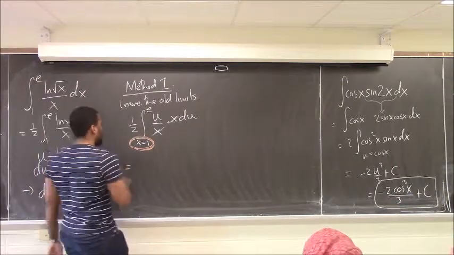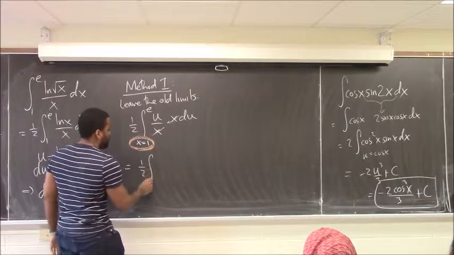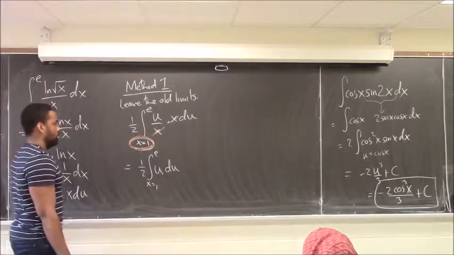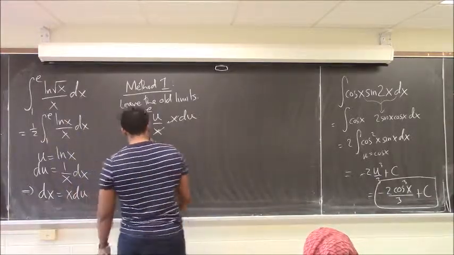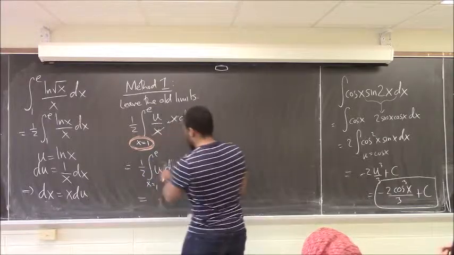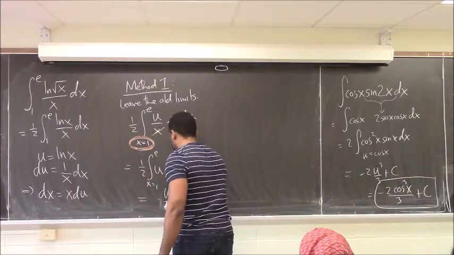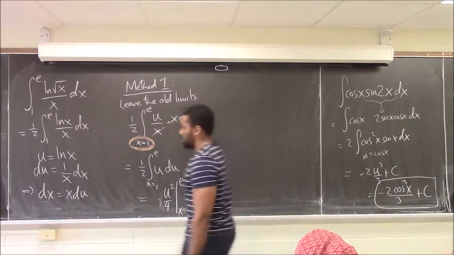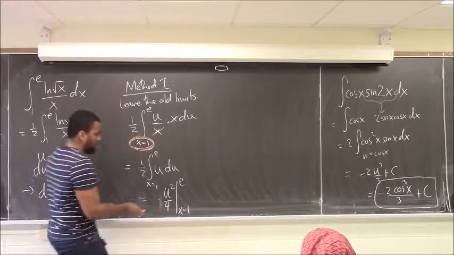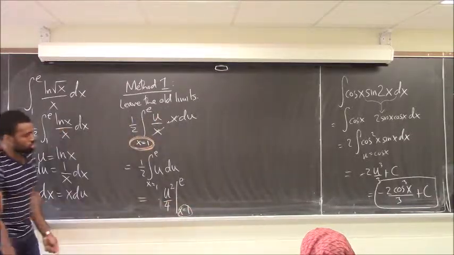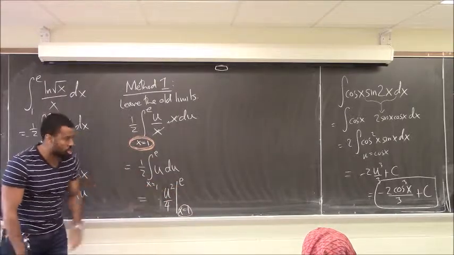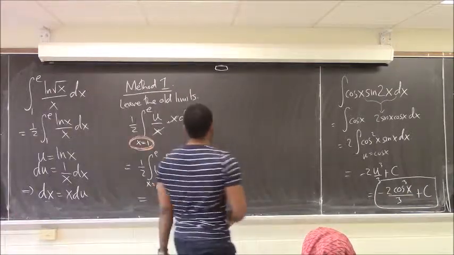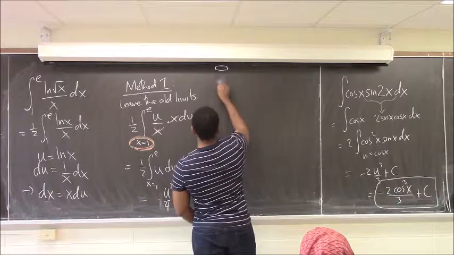So kind of do things as you normally would. So this is 1/2 x equals 1 to e of u du. Of course we can actually integrate that. That is u squared over 2, so this becomes u squared over 4 between x equals 1 and e. So again, I'm leaving things in terms of x. Keep writing that because you do not want to plug these numbers into u because they're not the limits in terms of u. So what you'd want to do first, if you leave the old limits, you must back substitute before plugging the limits in.